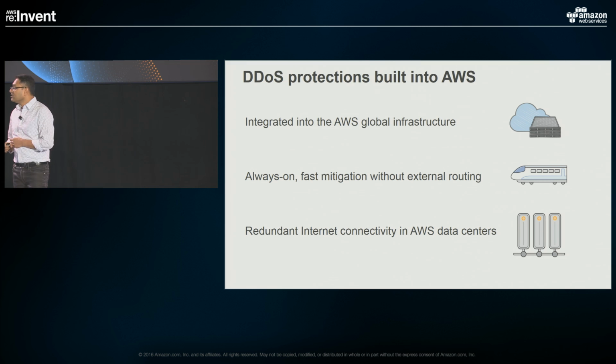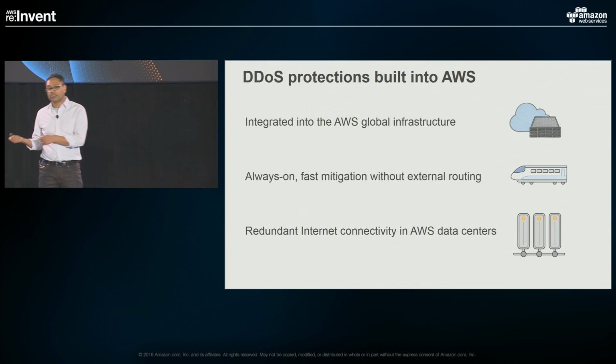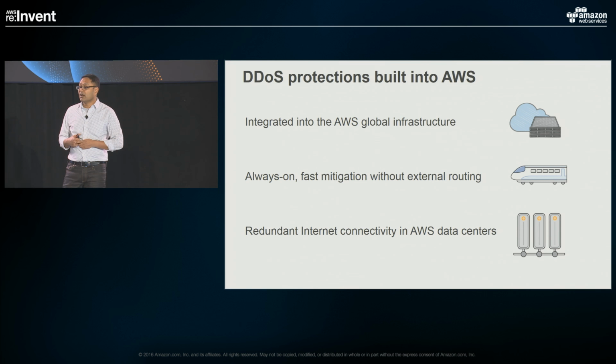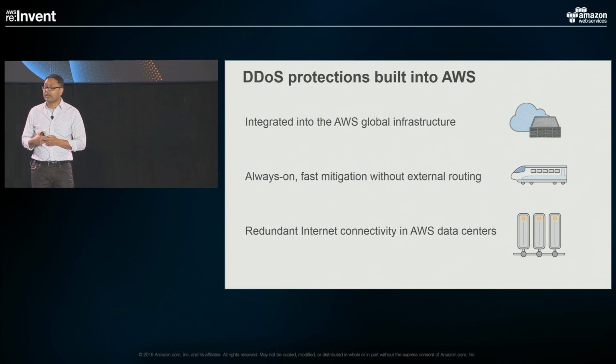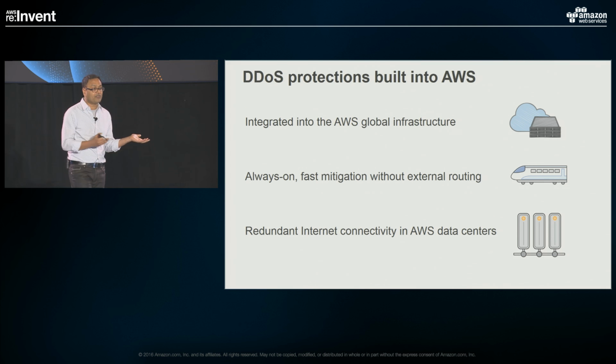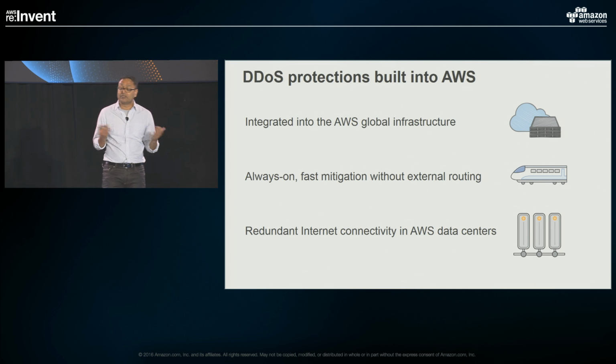The third kind is the amount of redundant connectivity that we have into our data centers. In fact, our CloudFront Edge locations as well as our regions typically have multiple providers coming into our networks. So that means that we have the ability to shift traffic between these different providers because we control the IP space for you on CloudFront.